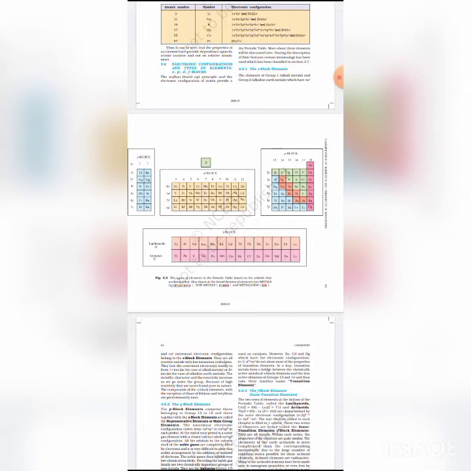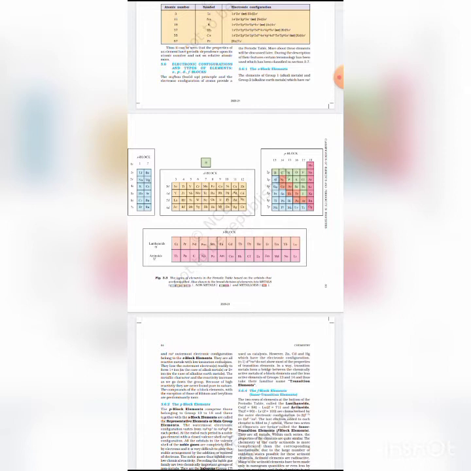Electronegativity generally increases from left to right along a period because ionization enthalpy and electron affinity increase along a period. Okay, and there is an exception also here. Inert gases, that means noble gases, do not exhibit electronegativity because of their stable outermost electronic configuration.